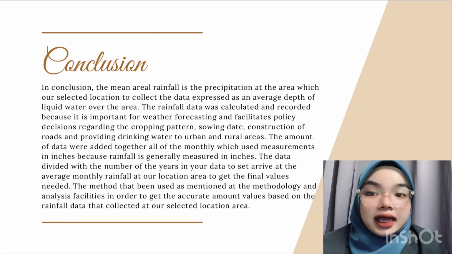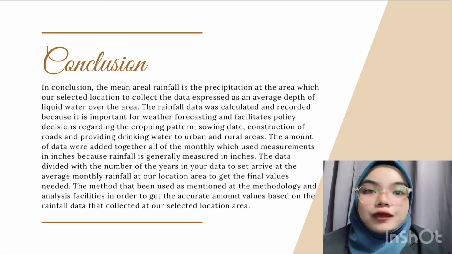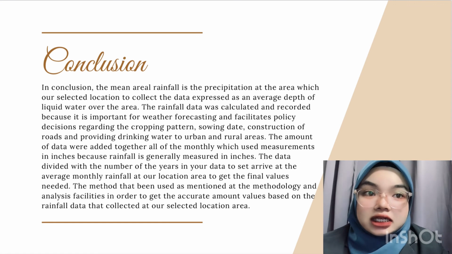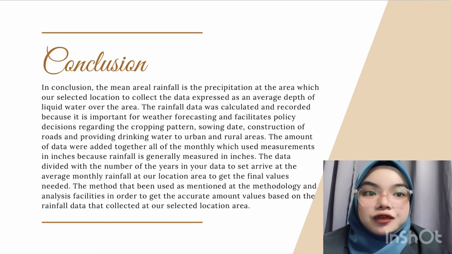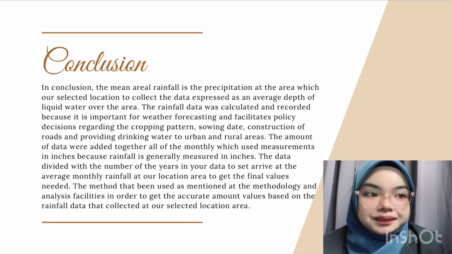Thank you. And the last one is the conclusion. In conclusion, the mean area rainfall is the precipitation at the area of our selected location to collect the data, expressed as an average depth of liquid water over the area. The rainfall data was calculated and recorded because it is important for weather forecasting and facilitates policy decisions regarding the cropping pattern, sowing, the construction of roads, and providing drinking water to urban and rural areas.